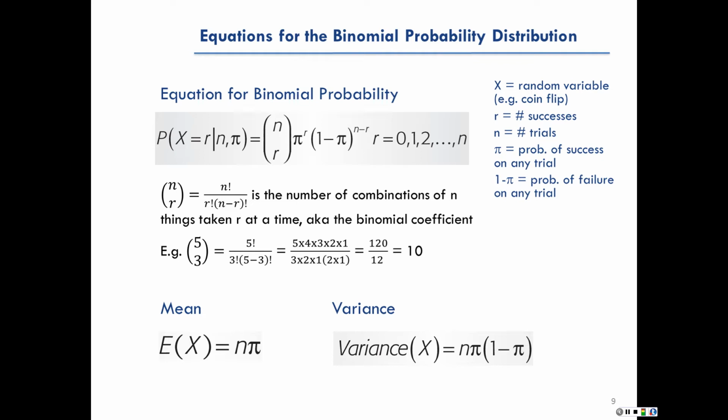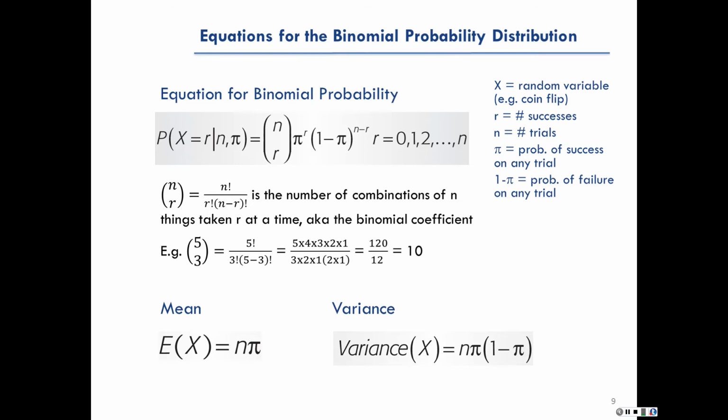Let's talk about this binomial coefficient, referred to as n choose r. That is equal to n factorial in the numerator divided by r factorial multiplied by n minus r factorial in the denominator. And that's the number of combinations of n things taken r at a time, again referred to as the binomial coefficient. Let's do an example here because I think it helps to see this. It's actually not as bad as it looks.